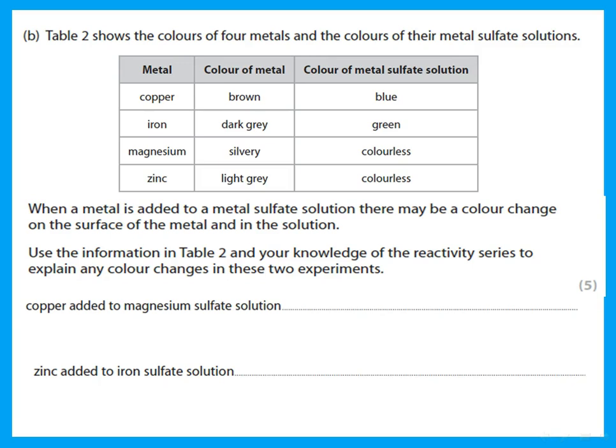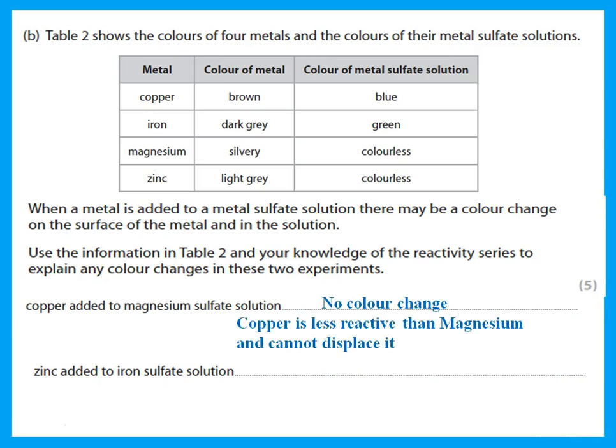Table 2 shows the colors of 4 metals and the colors of their sulfate solutions. So when a metal is added to a metal sulfate, there may be a color change on the surface of the metal and in the solution. Use the information in table 2 and your knowledge of the reactivity series to explain any color changes in these two experiments. So when he added copper to magnesium sulfate, what would happen? Remember that magnesium is more reactive than copper, so you will not have any color change. Copper is less reactive than magnesium and cannot displace it.